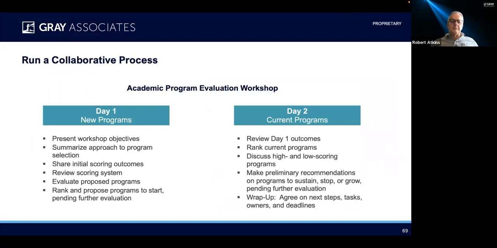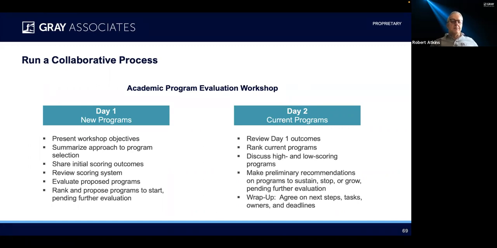So once you've got them, you've got to manage them. And the first step in that is running a program evaluation workshop. And this is where you make those choices about what new programs to offer, what current programs to grow, which ones maybe have outlived their sell-by date. We need to think about reducing resource commitment or perhaps even phasing them out.